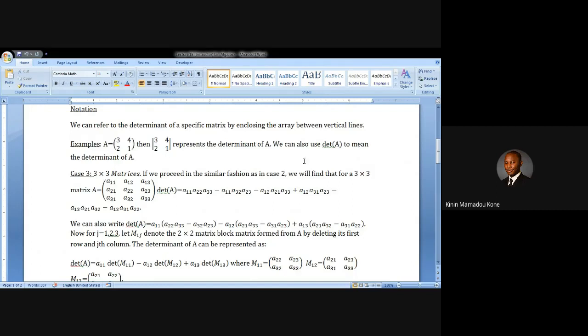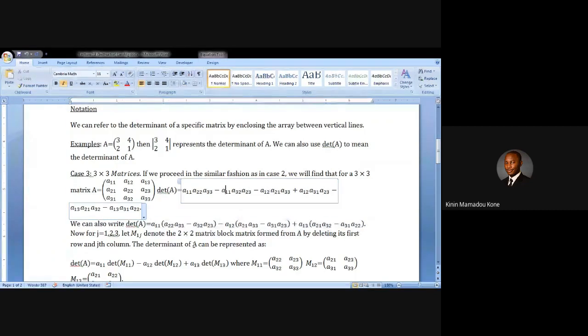Now, case 3, 3 by 3 matrices. If we proceed in a similar fashion as in case 2, we'll find that for a 3 by 3 matrix A with these entries, the determinant of A will be equal to all of these. Now you can also write the determinant of A in terms of factors. So you have a11 here, a11 here. You factor these values and you obtain this value over here.